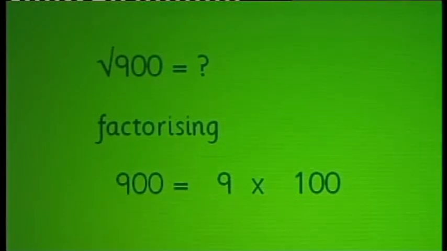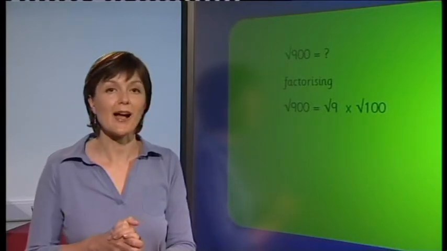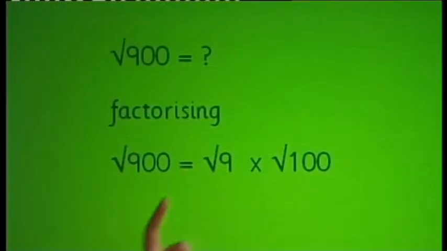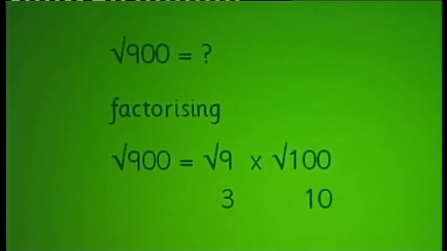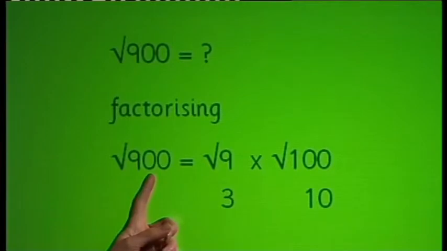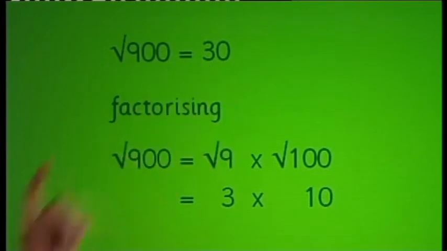So, when we want the square root of 900, because of the way the square rooting works, we can take the square roots of the factors separately. And both these roots are in our list of memorable squares. The square root of 9 is 3. The square root of 100 is 10. So the square root of 900 is 3 times 10, or 30. The square root of 900 is 30.